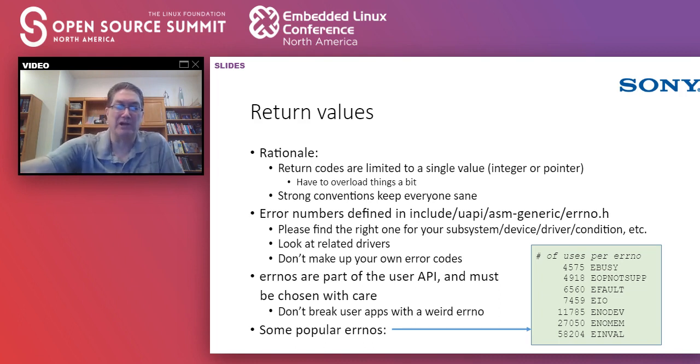Some of the popular errnos are in this table here: EINVAL, ENOMEM, ENODEV. It's pretty easy to find out what the appropriate errno is. Sometimes there are debates, but it usually comes down to just not breaking user space. Just make sure you return what user space is expecting and can deal with.